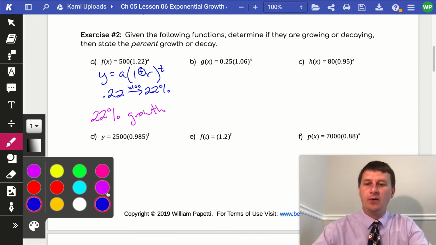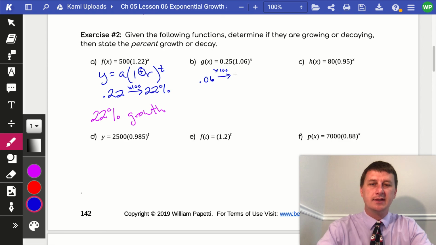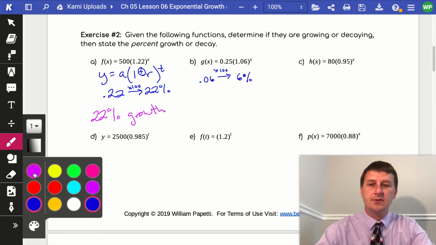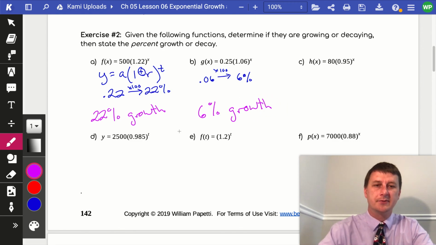So in part B now, we're looking inside those parentheses, and we see that we have 1.06. Again, it's greater than 1, so it's growing. So we know it's growth. It's what's being added onto 1 there, 0.06. So we have 0.06, and again, we're going to change that to a percent. That's going to give us 6%. So this one right here is going through 6% growth, because we know that we're adding 6% onto 1 inside these parentheses.